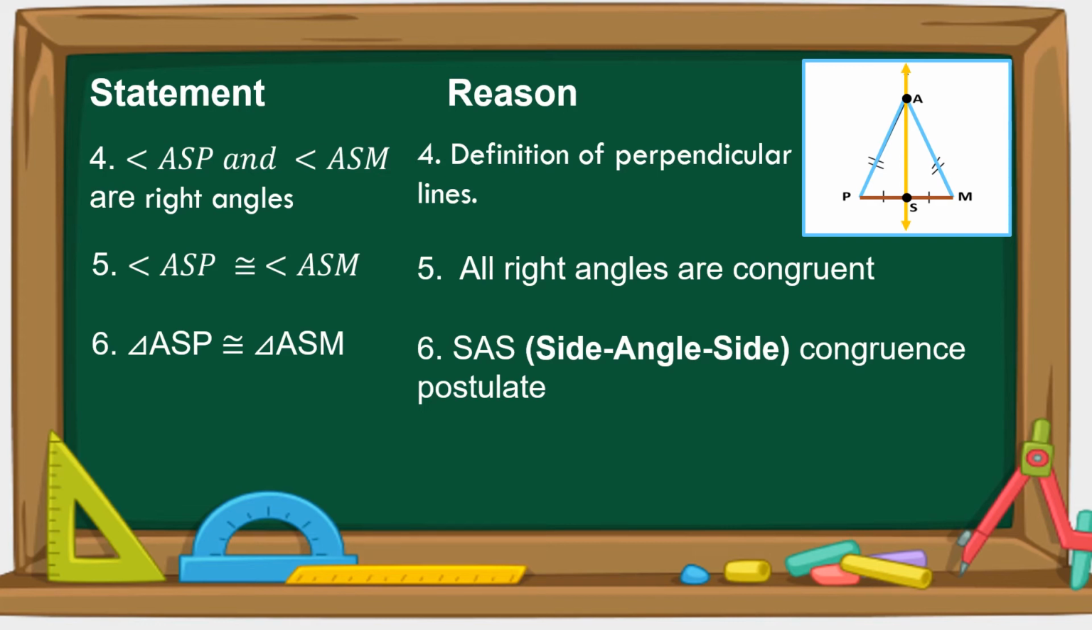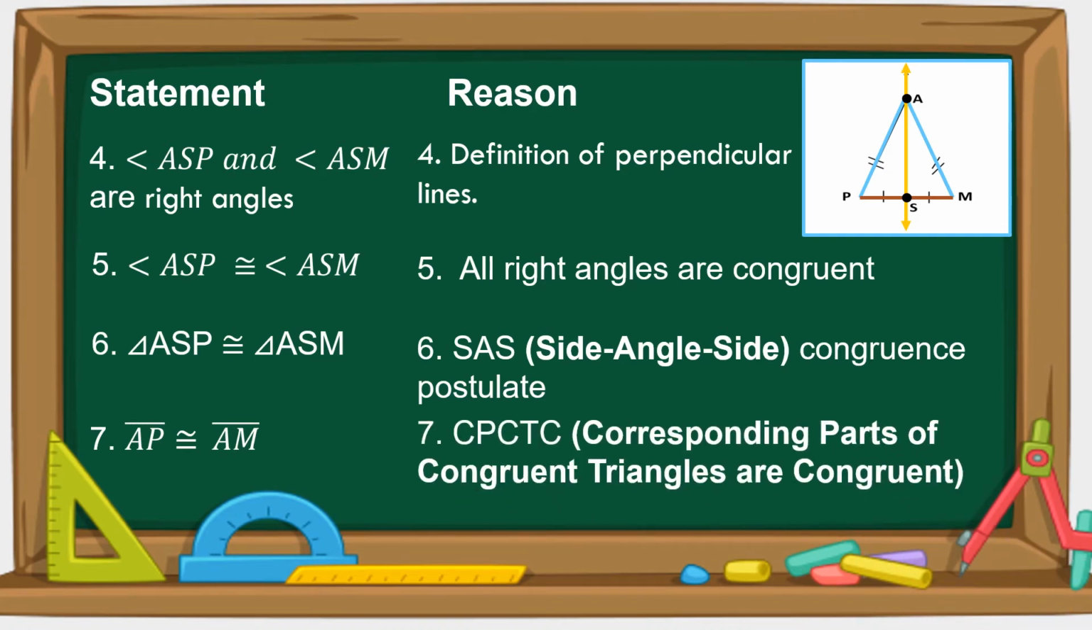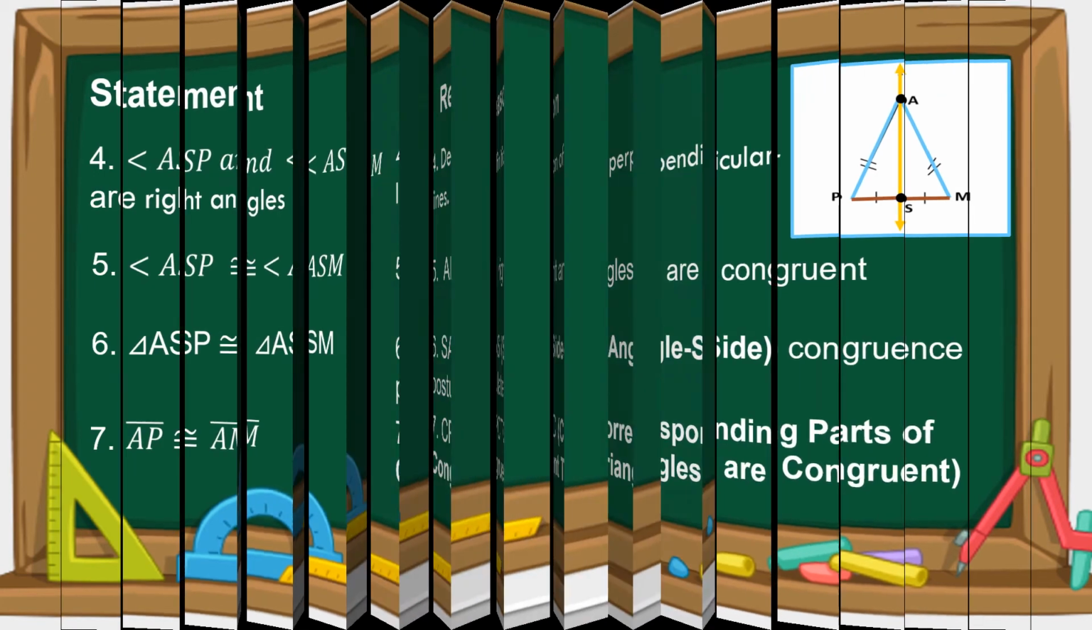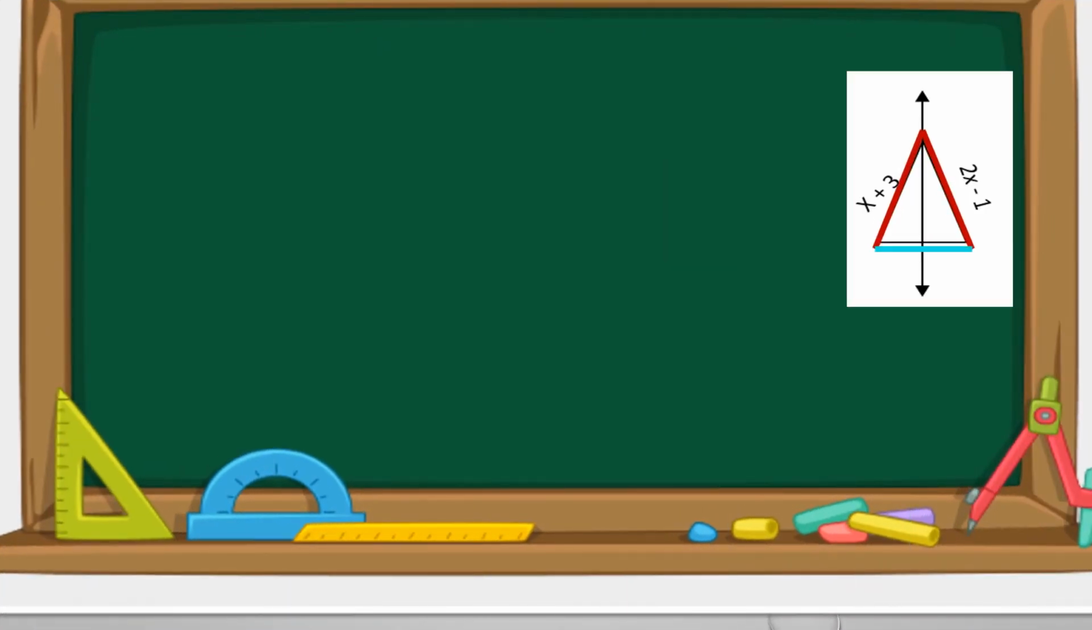Seventh statement, line segment AP is congruent to line segment AM. Reason, CPCTC, or corresponding parts of congruent triangles are congruent. I hope you do understand our first example. Let's have example number 2.